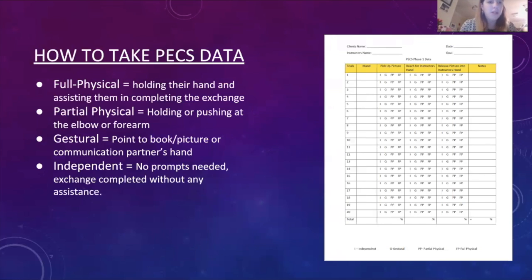Now, going more into depth, using full physical, you are taking the client's hands and holding them and assisting them with picking the exact picture off the binder and handing it to you. When it's partial physical, you are holding or pointing at the forearm of your client and pointing to the item on the PECS. Gestural is pointing to the exact picture that they may want without any verbal prompts. And independent is using no prompts at all, and they are completely exchanging, picking up the picture on their own and handing it to the person that they want that item from.